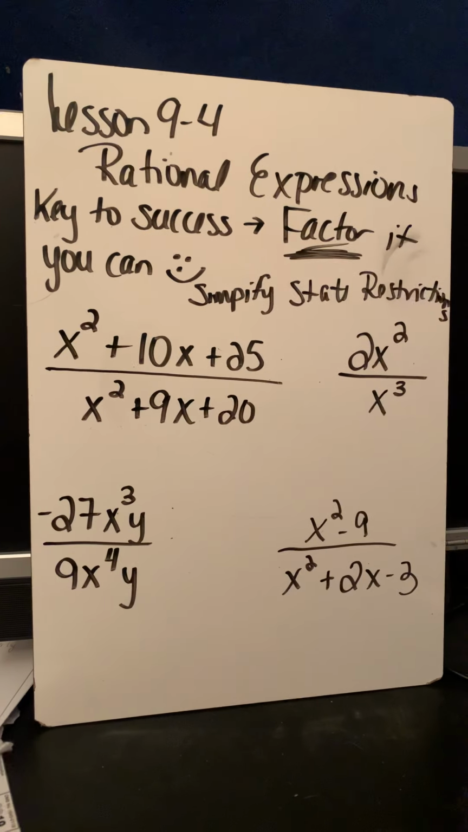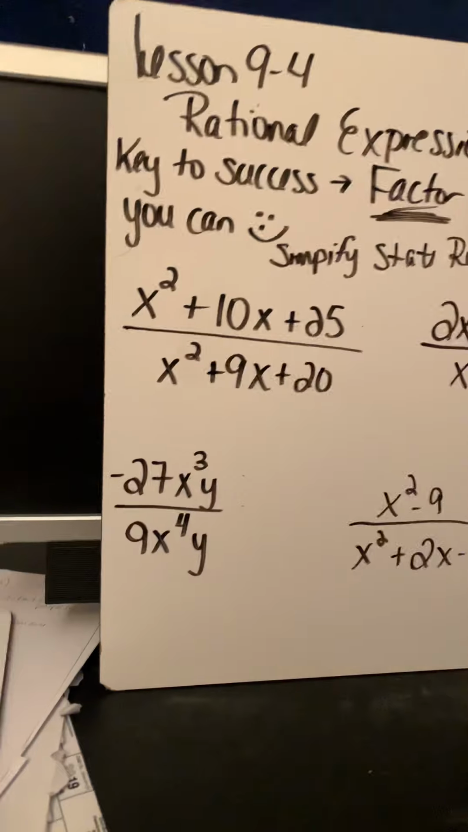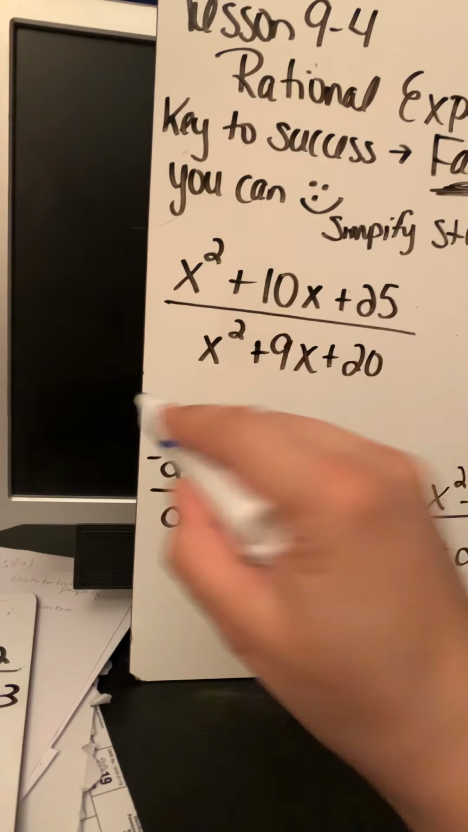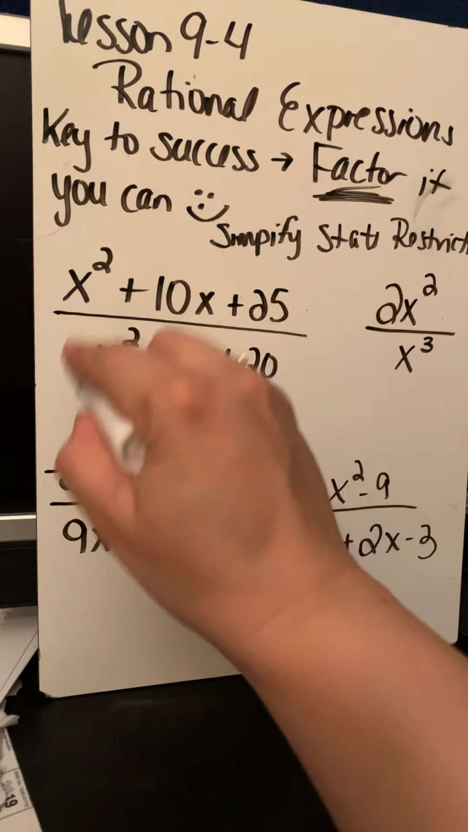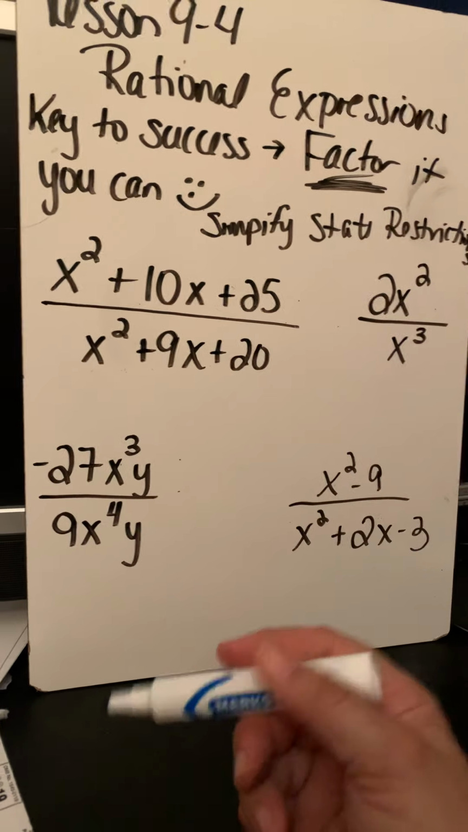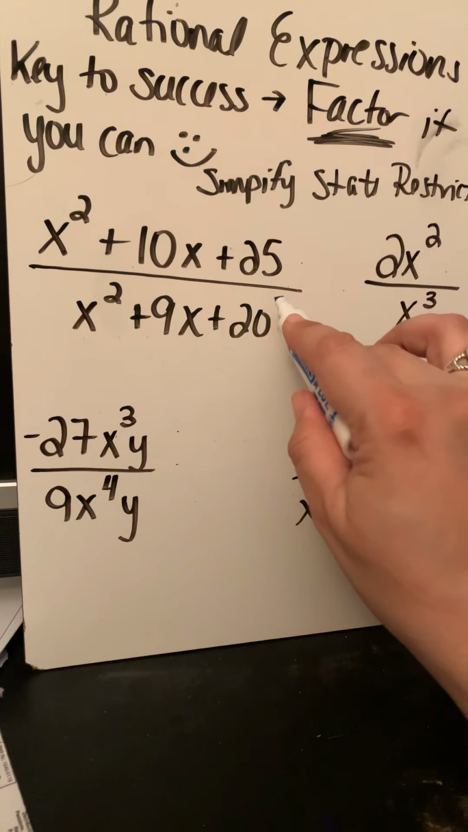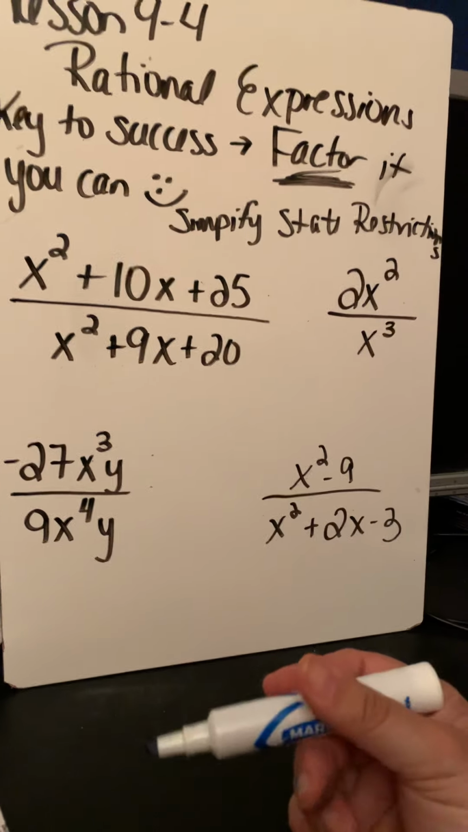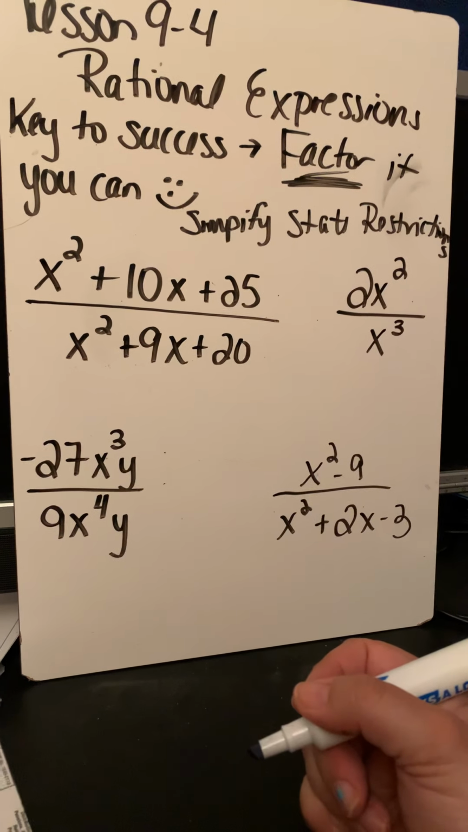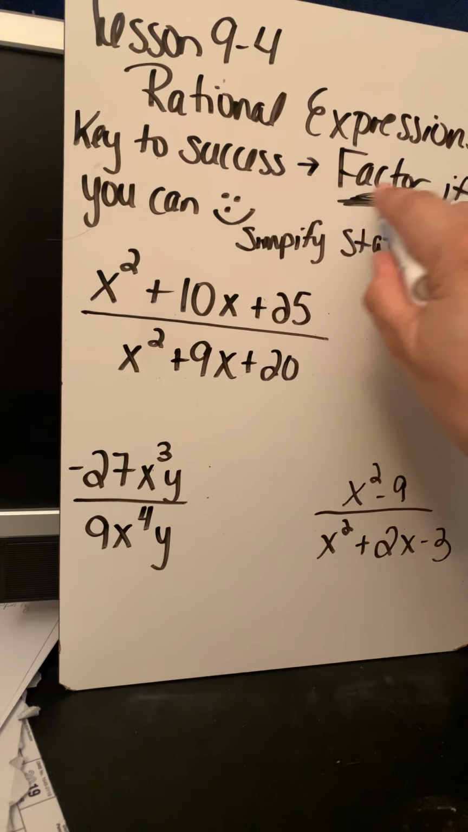So let's simplify these. One thing you always want to try to do is cancel right off the bat. That's a no-no. You cannot just cancel out those x squareds because you're adding an x squared to a 10x, which you're adding to a 25. It changes the whole value in the problem, and we don't want to do that. So, key to success, factor.